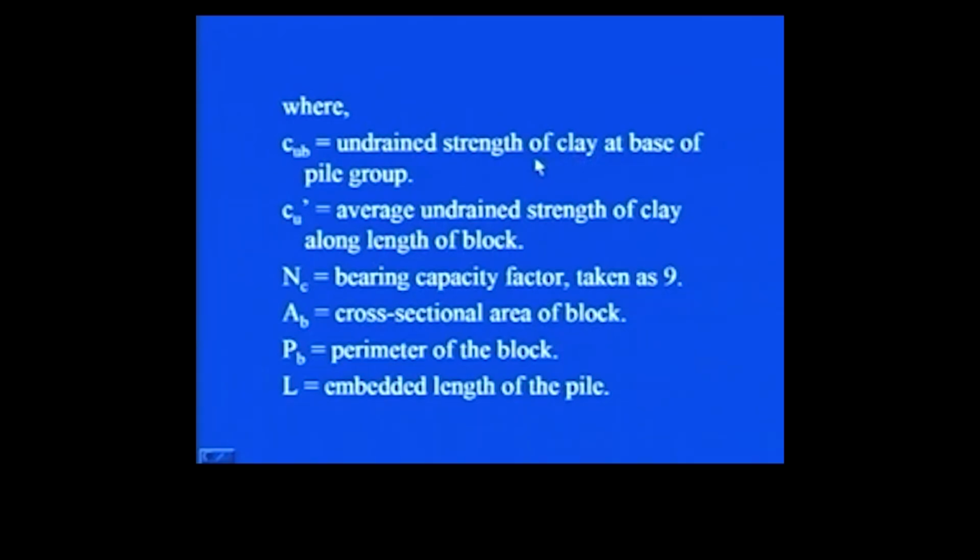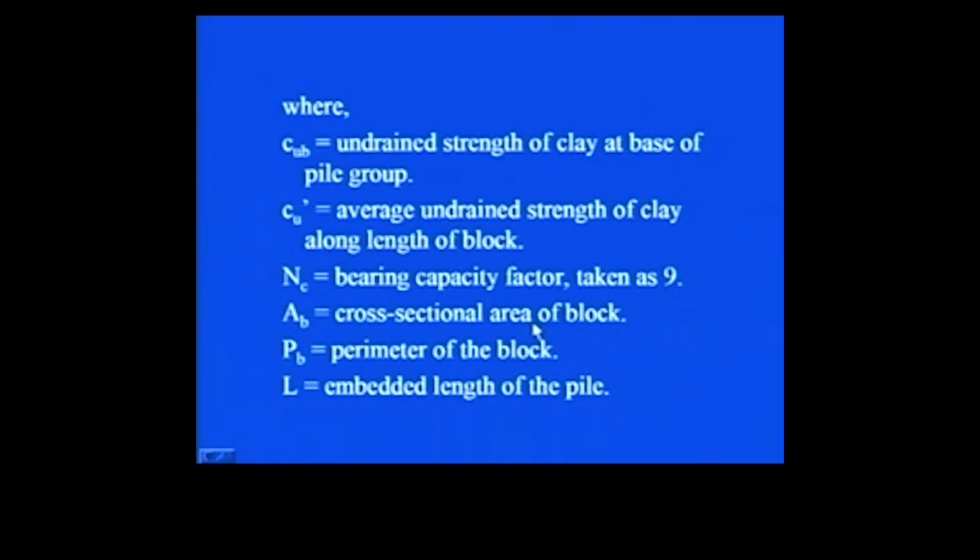So, you see in this case, what will be the base of the pile group? It will be the total area of the base, in which all the piles, let us say 100 piles, are there. If 100 piles are there in that group, then total 100 piles are lying in that particular area. Then Cu prime is average undrained strength of clay along the length of block. NC is as usual bearing capacity factor, which is usually taken as 9. AB is cross sectional area of block.